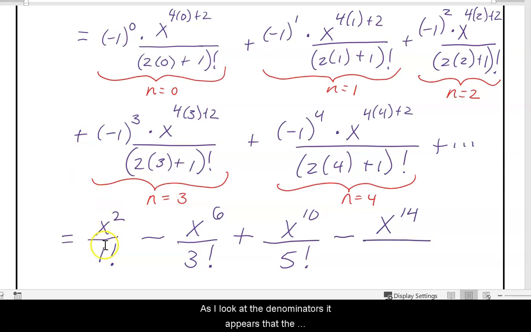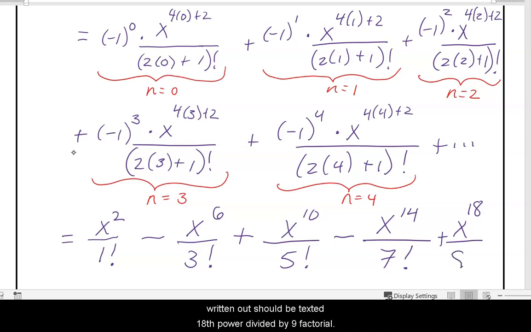pattern. As I look at the denominators, it appears that the denominators are increasing by 2 each time, starting with the odd number 1. When I multiply out 2 times 3 and add 1, I do get 7, which confirms that that is the pattern. That lets me predict ahead of time that the last term I've written out should be x to the 18th power divided by 9 factorial. Then I can actually put in the numbers and check to be sure that that is what I would get.